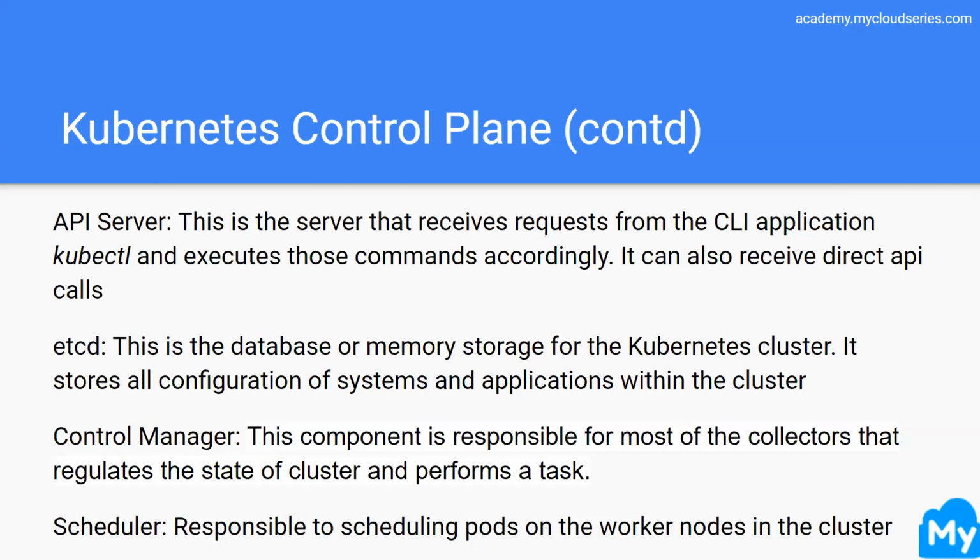The next component we have here is etcd. Now, this is the database or memory storage for the Kubernetes cluster. It stores all configurations of systems and applications within the cluster. So just call etcd the memory, I mean the storage of the cluster. This way everything that the cluster knows actually stays inside of it, so it knows what is going on. Application configurations that we talked about are also stored in etcd, but etcd keeps all the information. All the knowledge of the cluster is stored inside of etcd. That's where it knows everything.